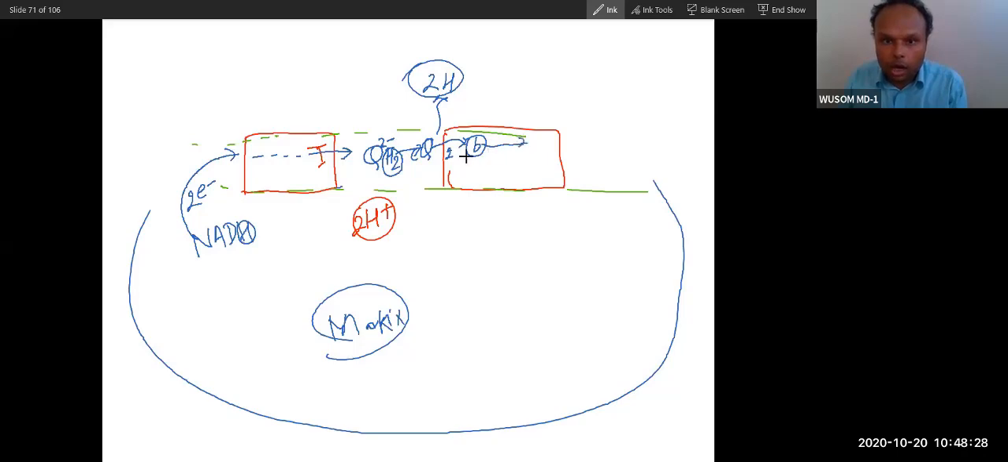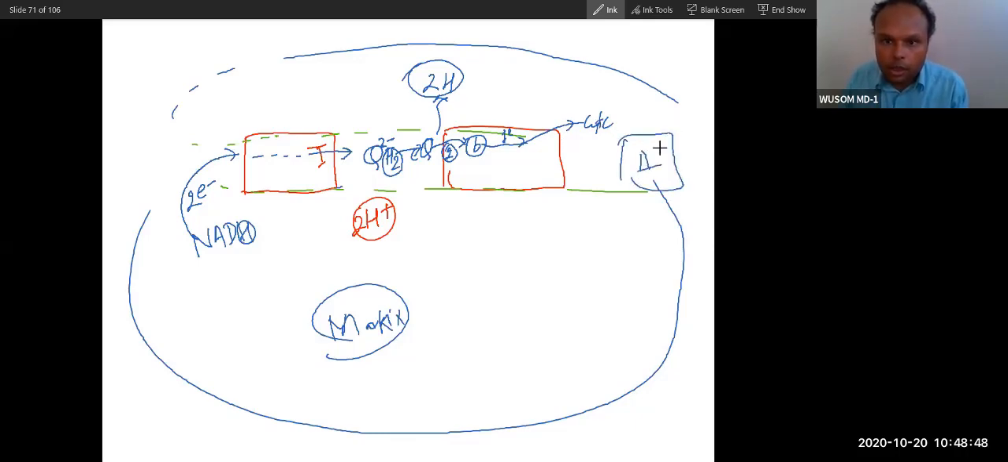Out of this 2 electrons, only 1 electron will be transferred to this cytochrome C that is present in the inner mitochondrial membrane, the intermembrane space of mitochondria. And from cytochrome C, complex 4 will receive this. So only 1 electron. What happens with the other electron? The other electron will be given to this cytochrome C1 that is present inside complex 3. And this cytochrome C1 will actually transfer it back to coenzyme Q.